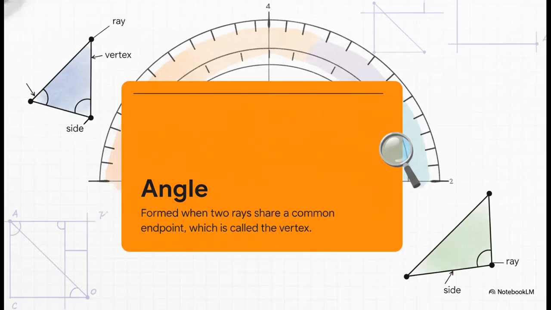And this is where the magic happens. You take two of those rays and you make them share an endpoint. Boom! You've just created an angle. That shared point is the most important part. We call it the vertex. The two rays become the sides of the angle. It sounds simple, and it is. But this one idea is the foundation for pretty much all of trigonometry.